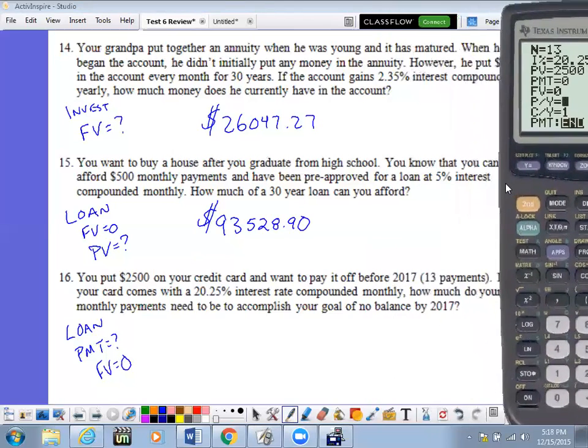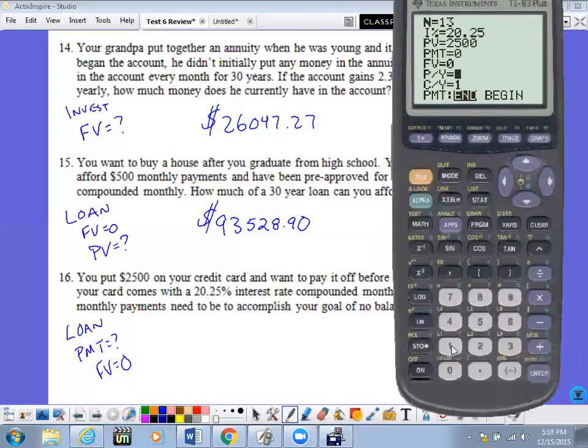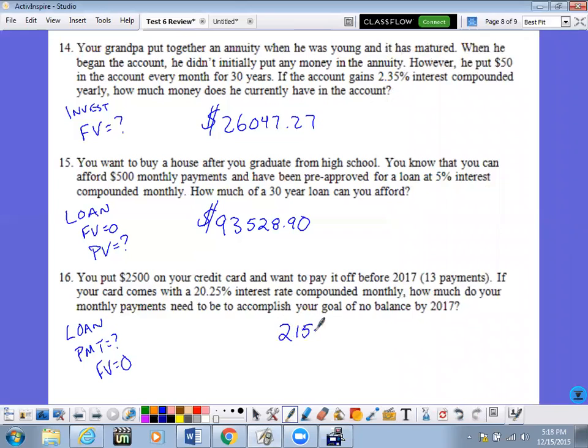Your P/Y is how many payments that you're making in a year, so they're monthly payments. You're making 12 of them. And your interest rate was also compounded monthly, so I'm leaving that at 12. We're going back to solve for our payment, $215.78. Moral of that story, interest is crazy.